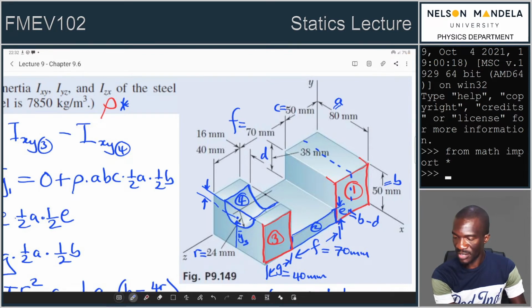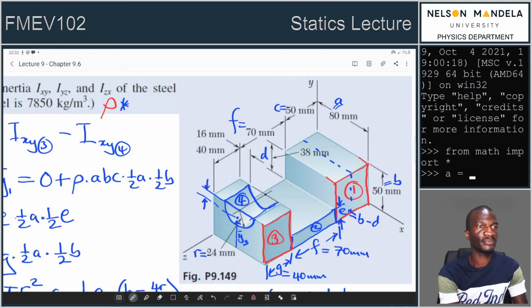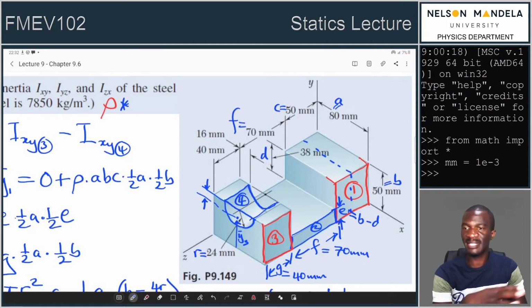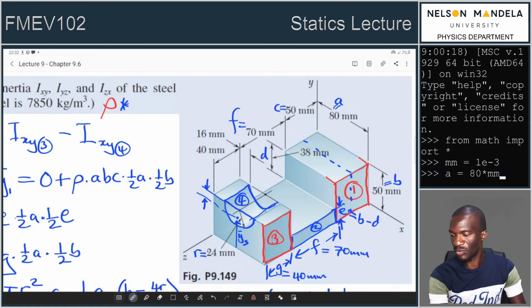So what we have is our A. What is A equal to? Our A is equal to the dimension 80 millimeters. In fact, let's define the millimeter first. So that's the good part about using these programs. Just define the millimeter. You know that is just 1 multiplied by 10 raised to the minus 3. So your E for Python is just that. So that's the millimeter defined, which means our A is 80 millimeters, so we're multiplying by the millimeter.